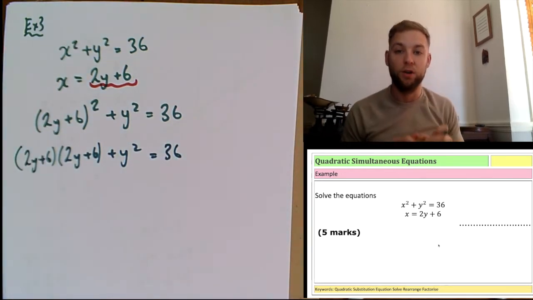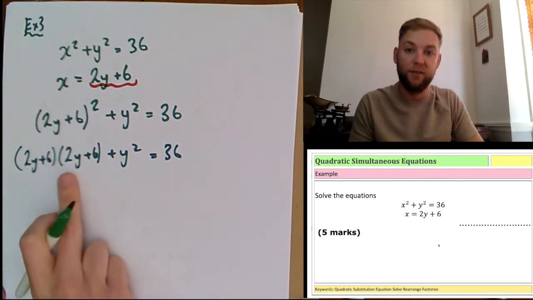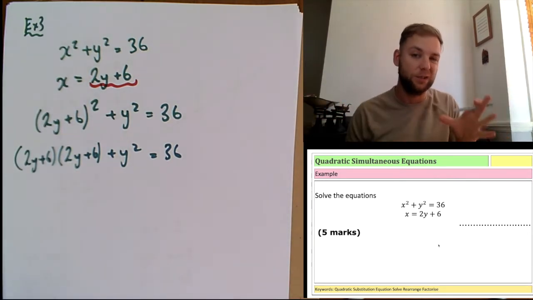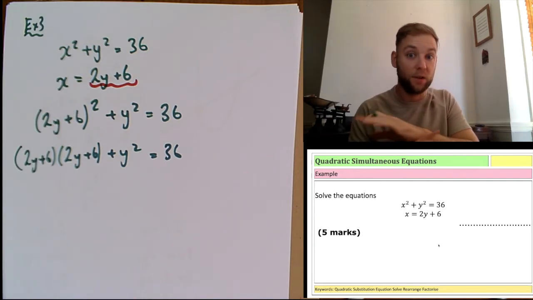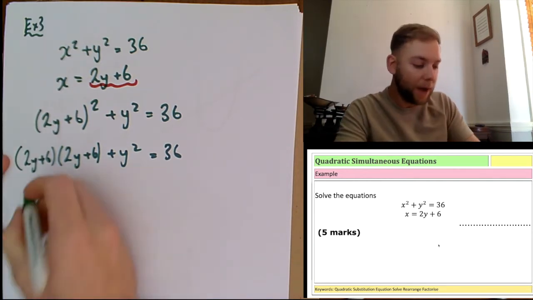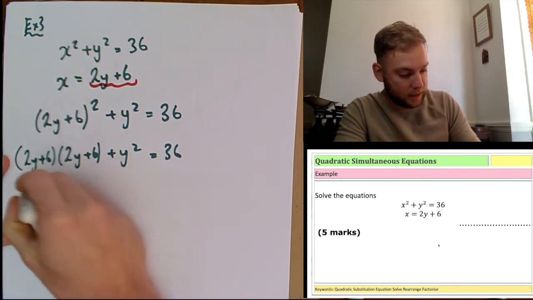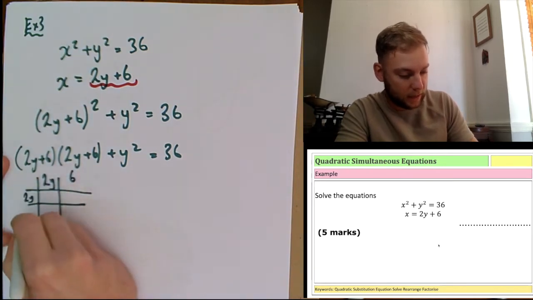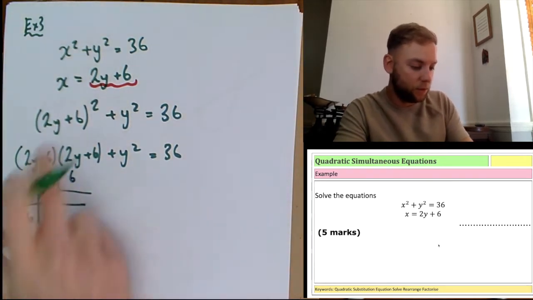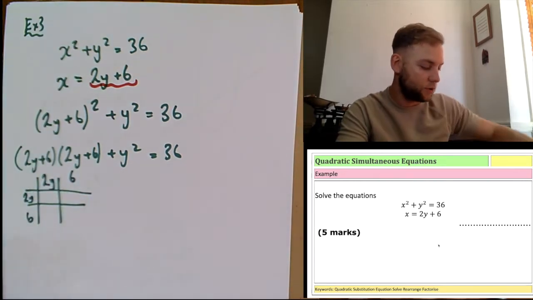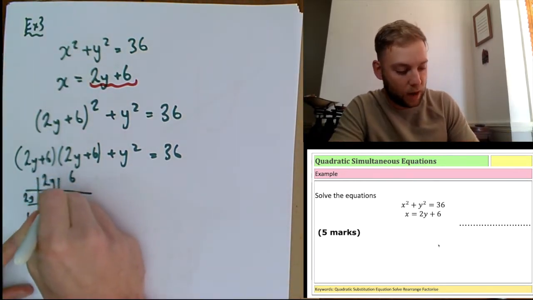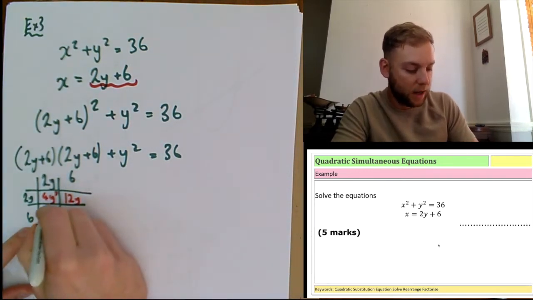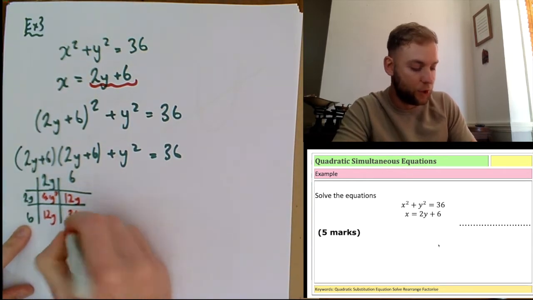Now, remember with this one, you can use any method you want. I prefer the grid method for this, just because I know what's coming with binomial expansion and things like that, and it's easier to use the grid method when you're doing those kinds of topics. Not that you've seen them yet. So it's going to be 2y and 6, 2y and 6, and I'm multiplying all of these. So 2y times 2y is 4y squared. 2y times 6 is equal to 12y. 6 times 2y is 12y, and 6 times 6 is equal to 36.